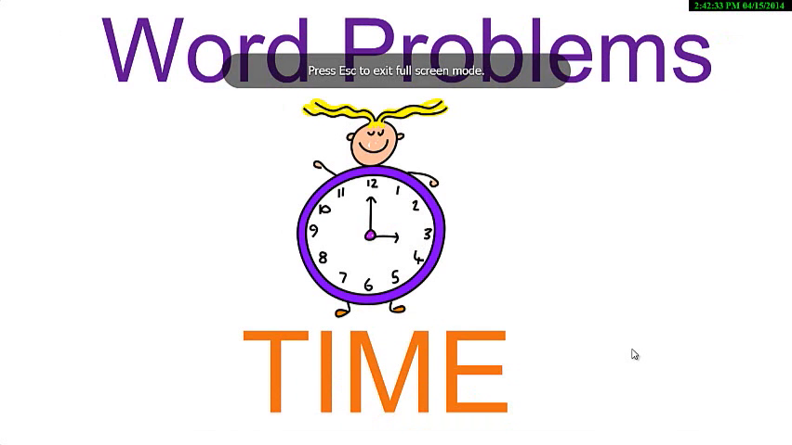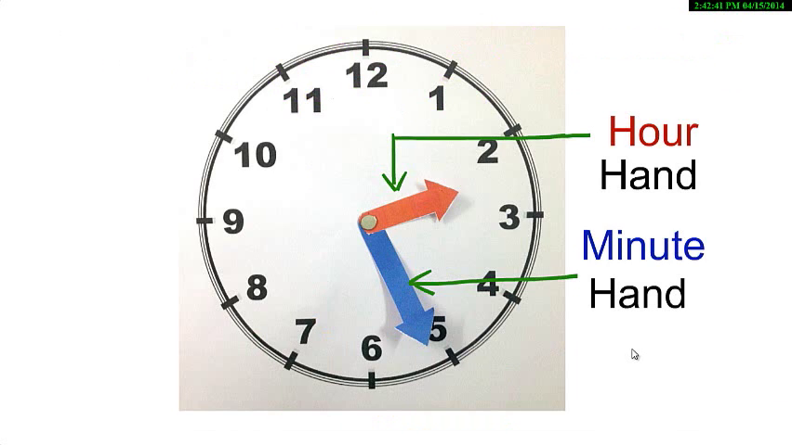Welcome to Math Lab. Today, you're on your journey to solve word problems in time using a model. Today, you're provided with a model of a clock and a lab observation sheet which has the time when our story begins and the time when our story ends. Look carefully at your clock model.